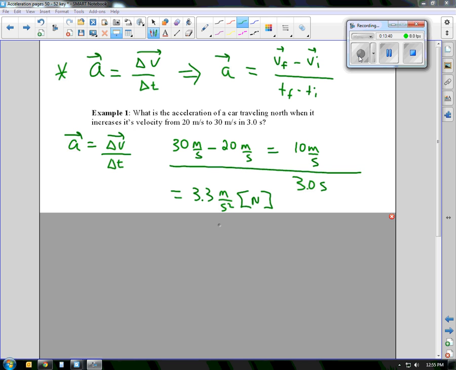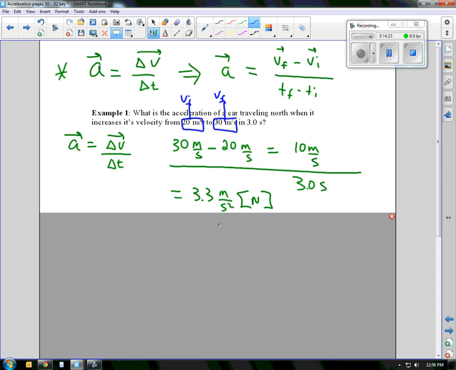So it says, what is the acceleration of a car traveling north when it increases in velocity from 20 meters a second to 30 meters a second in 3 seconds? So I guess the first question we could answer is this positive acceleration? Yeah. The answer is yes. It's speeding up in a positive direction. To do the calculation, you would have to identify, first of all, what is your velocity final and velocity initial. So the question says speeding up from 20 meters. So that would be your velocity initial to 30 meters. That would be your velocity final.